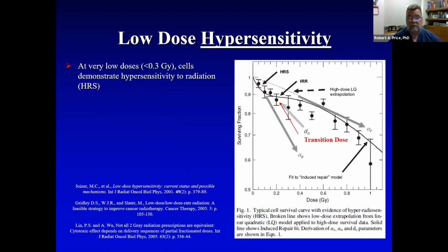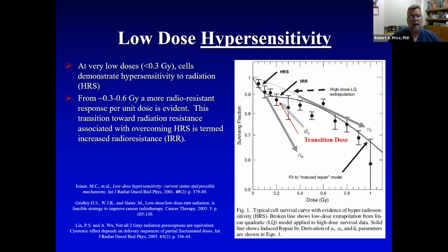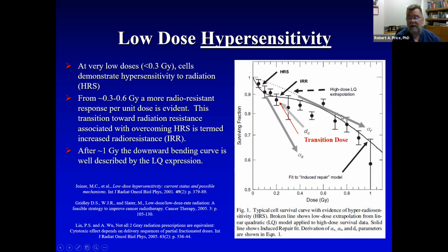Also, at very low doses, cells demonstrate hyperradiosensitivity. Okay, they're even more sensitive to the radiation than they would have been at a normal 2 gray per fraction. But as we start moving along this curve, this is the survival curve, we can see that we start getting what is called radioresistant. So we come back into a region where this is not helping us. After this, it fits the curve normally.